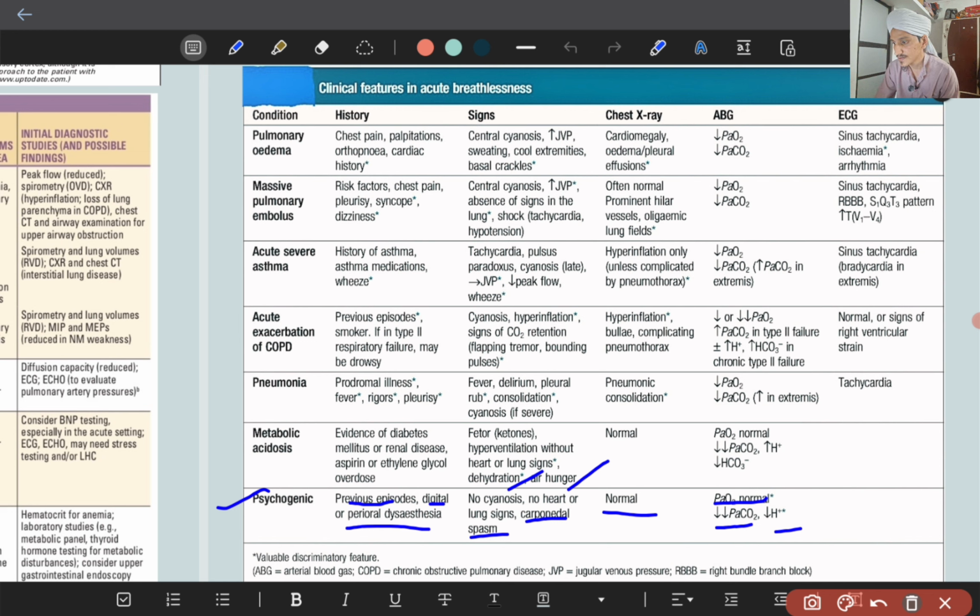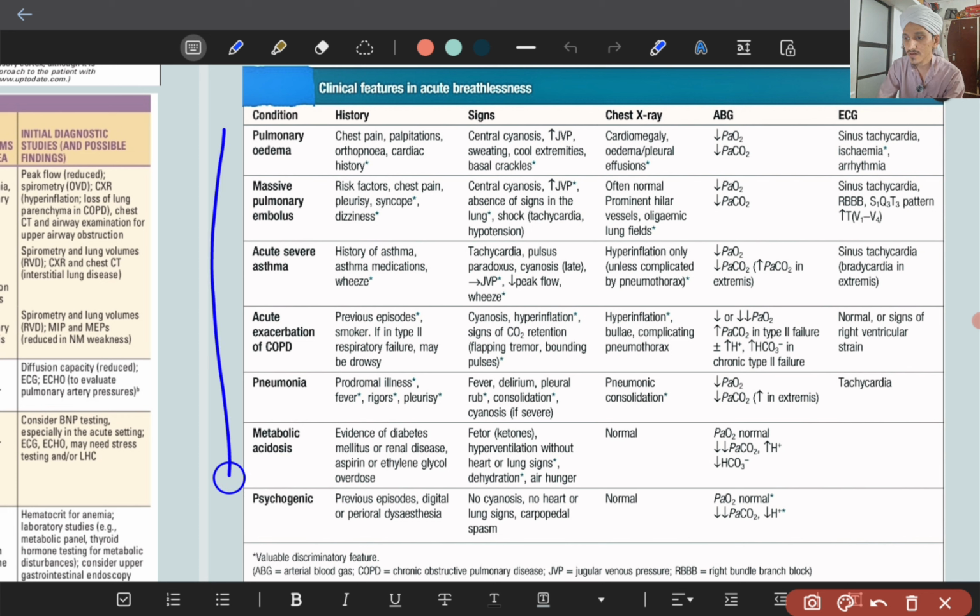Okay, that's about the acute causes of breathlessness. You should go like this only. First, you should rule out those three causes, then cardiovascular cause, then pulmonary cause, then metabolic cause, then psychogenic cause.